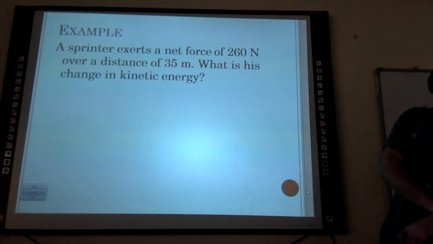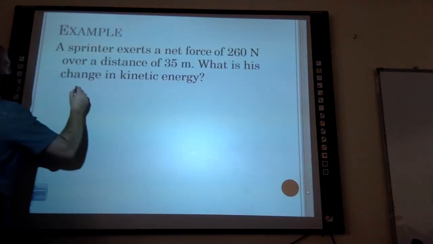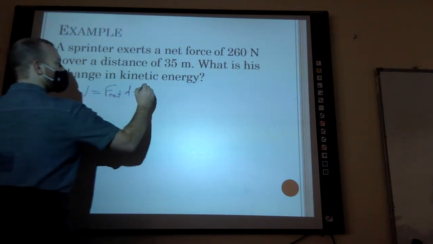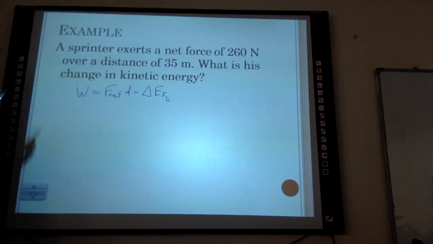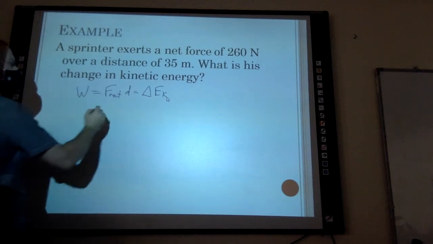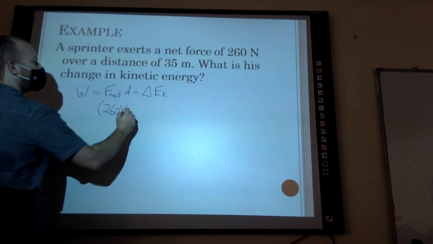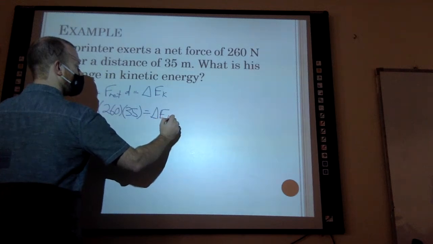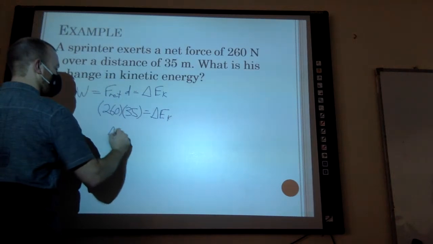So if we've got a sprinter exerting this net force over a distance, what's his change in kinetic energy? So this one's pretty straightforward. We just take our work energy theorem. We have F net, we have a distance. So really not too hard. Do we have to write W equals? I wrote the W so you can see where this is coming from. On a test, if you just wrote F net times D equals change in kinetic energy, that's fine.